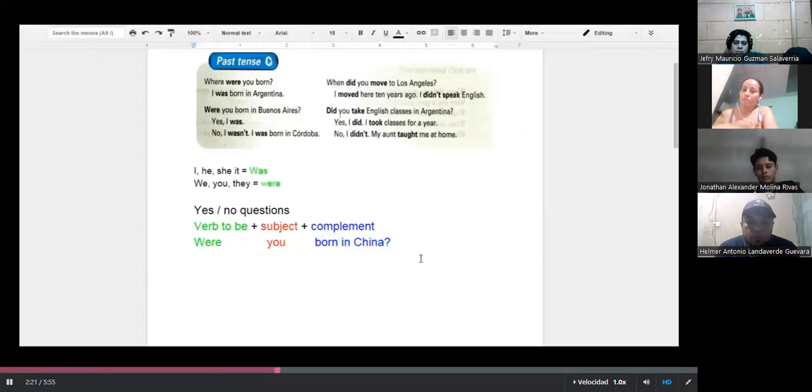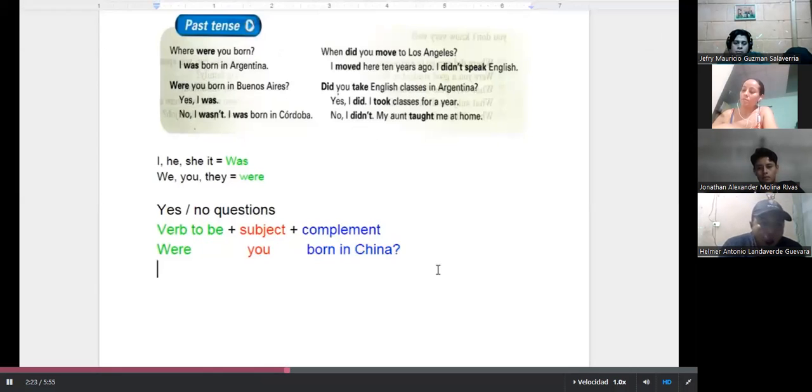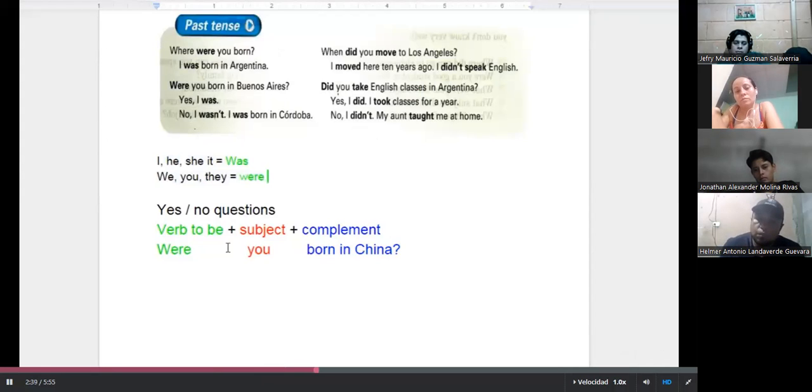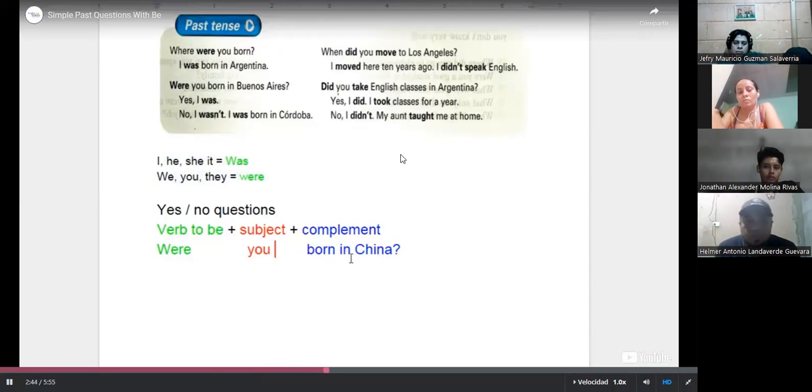So in order for us to make questions in the past using the verb to be, what we're going to do is use the verb to be in the past, either was or were. And I mentioned that we need to recall this rule that we learned in our previous lesson in order to understand that. Then this follows the subject. And then this will follow a complement, whatever complement that you want to ask.